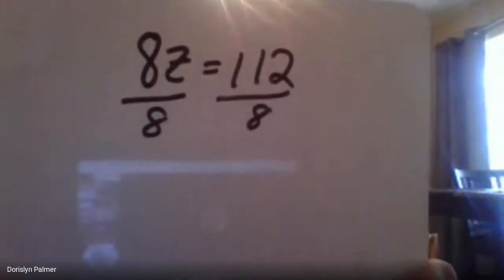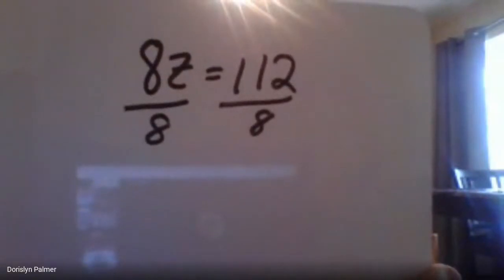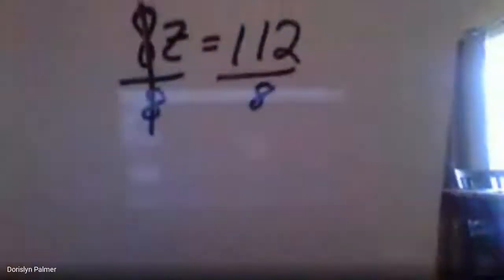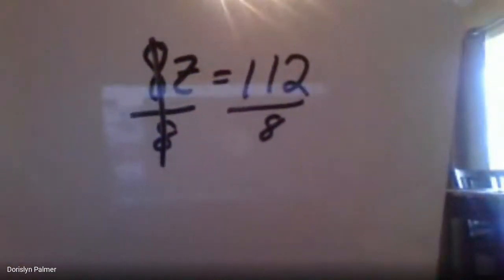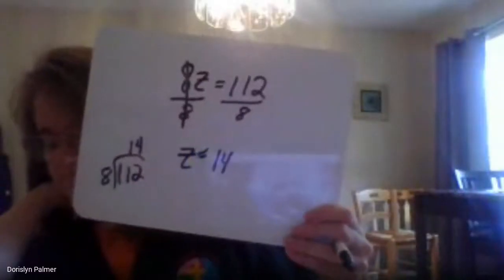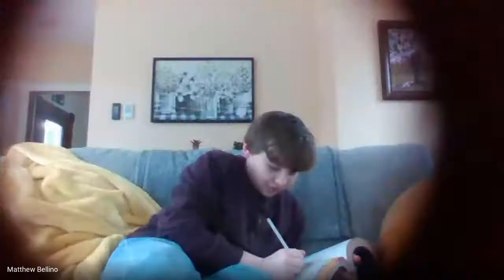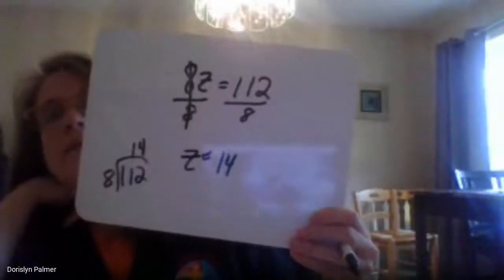Okay, so write that on your paper. Put an 8 and an 8. And then you're going to cross out the left-hand side 8s and say, woo! And 112 divided by 8 is 14. So z equals 14. Okay. What's number 6? N equals 80. Thank you. You're welcome. Okay, number 9.